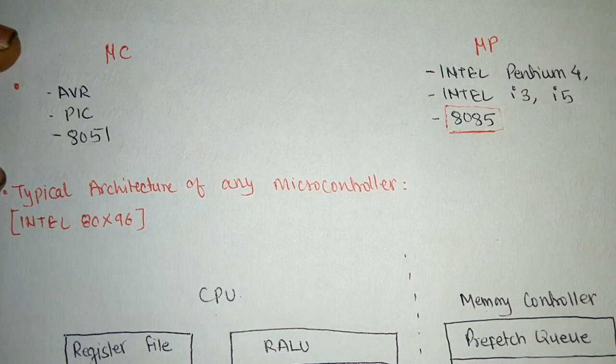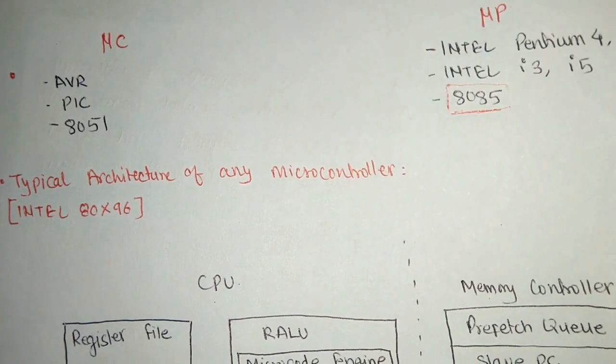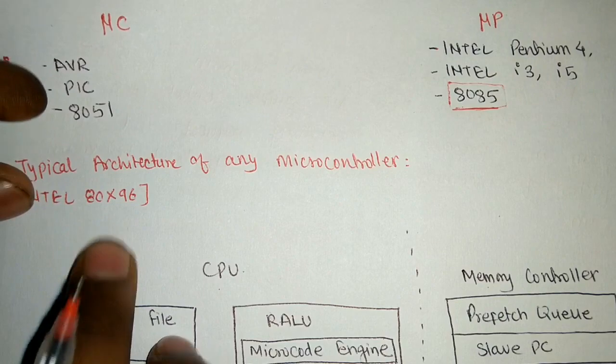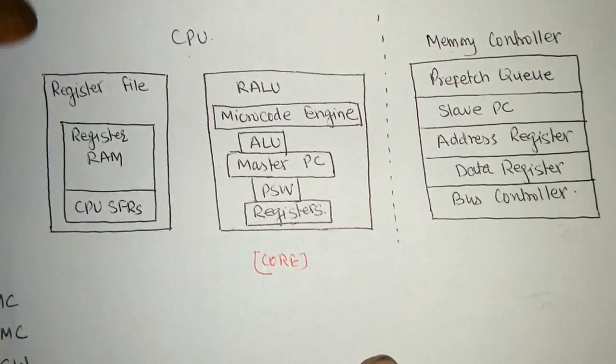The main difference between the architecture of a microcontroller and that of a microprocessor that we saw already was regarding the components that they have. A microcontroller has a microprocessor as its CPU, plus it has other components also. So let's take an example here of the Intel 80X96 and we will see the basic core architecture of this particular microcontroller. This is how it looks.